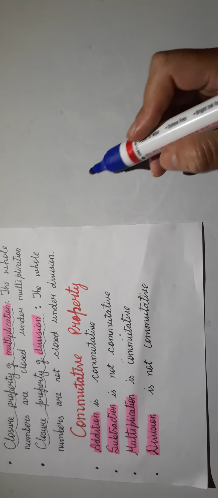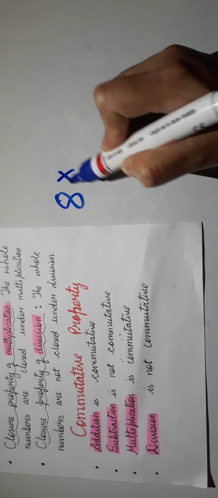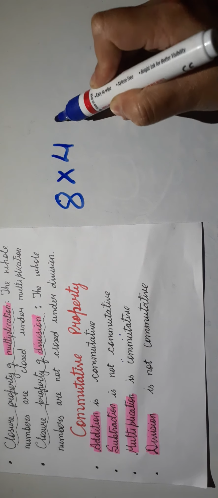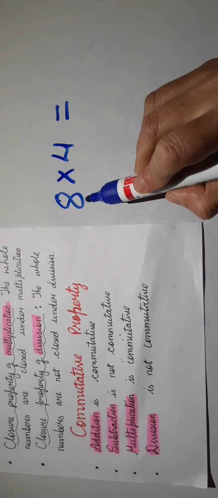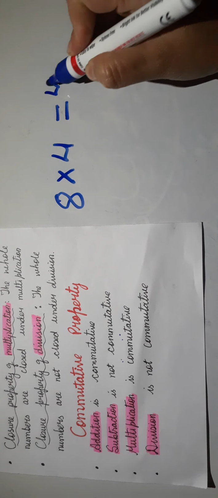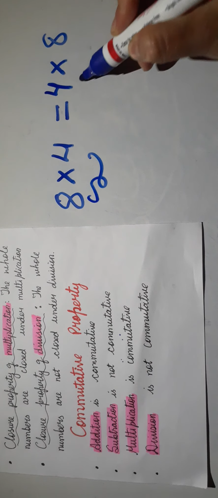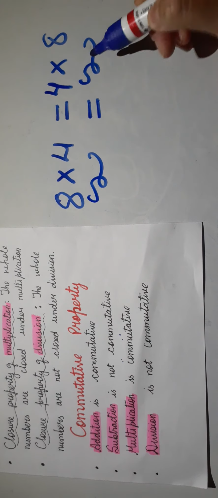Multiplication is commutative. If I take one whole number and multiply it with another whole number. Now let us see. Here I wrote 8 first and second I wrote 4. Now I will write first 4 and then followed by 8. Let us see the products on both of these sides.